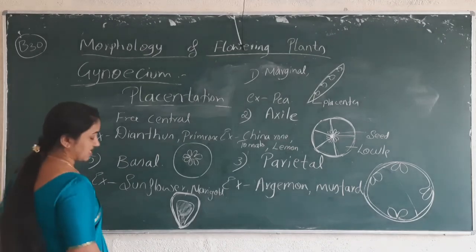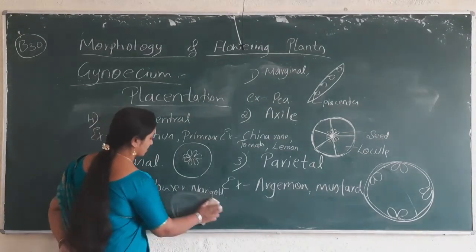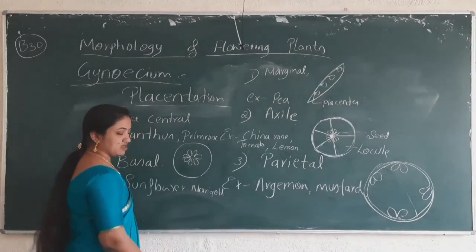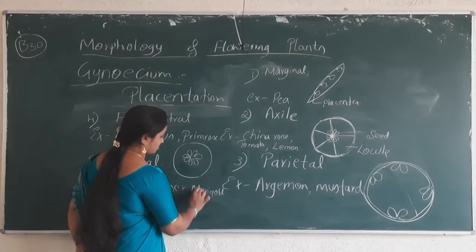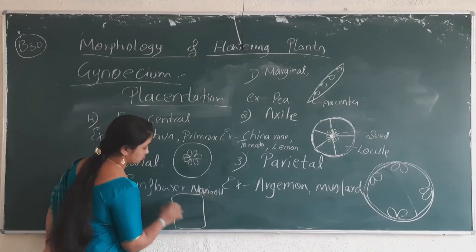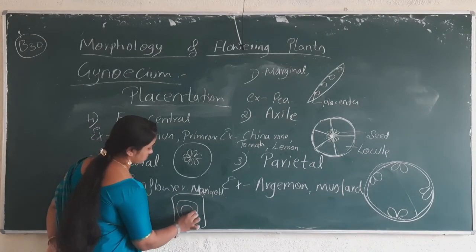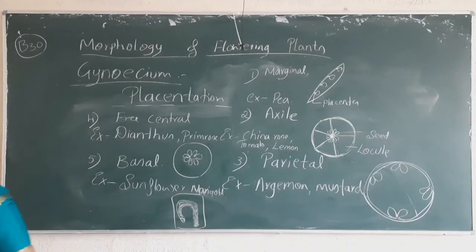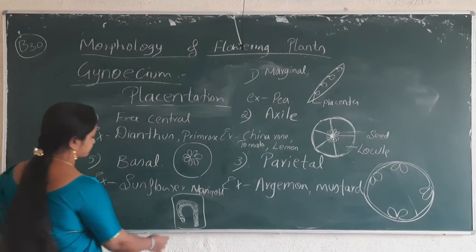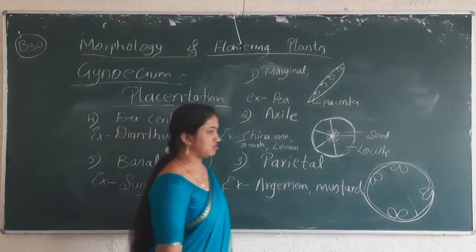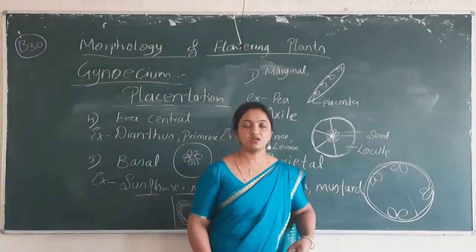Okay, so what do we have? They have given the diagram like this. Okay, let me follow the book itself. If you draw this diagram, it is not a fault. This diagram is also considered as a true diagram. It consists of only one seed or only one ovule. Okay, the example is sunflower and marigold. So this is all about the placentation.